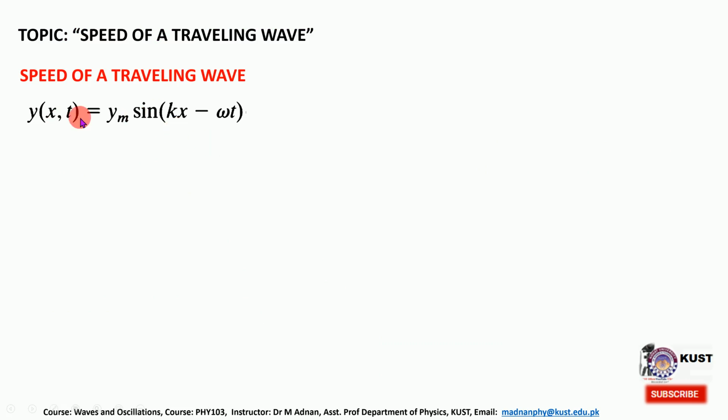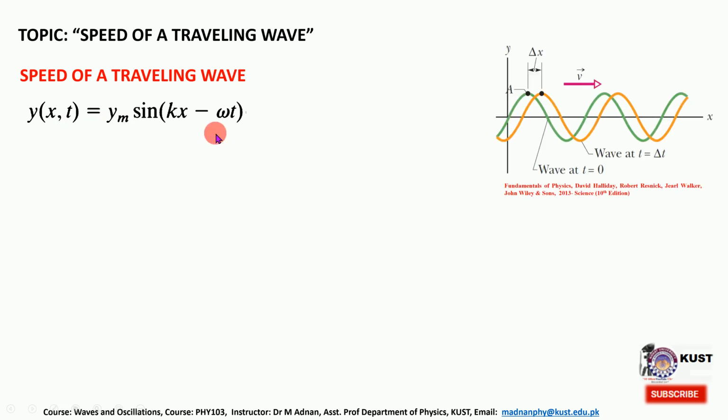In our previous lecture, we discussed how one can describe a traveling wave by a sine function, where y is the displacement along the transverse direction, ym is the maximum amplitude, psi is the function which represents the shape of the wave, and kx minus omega t is the phase of that function, such that k represents the angular wave number and omega represents the angular frequency.